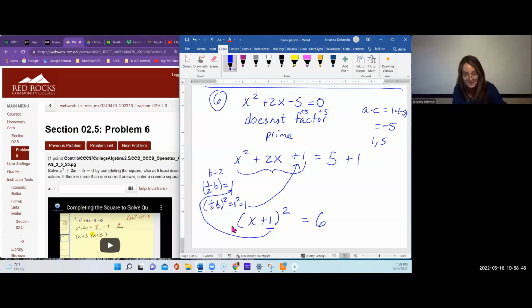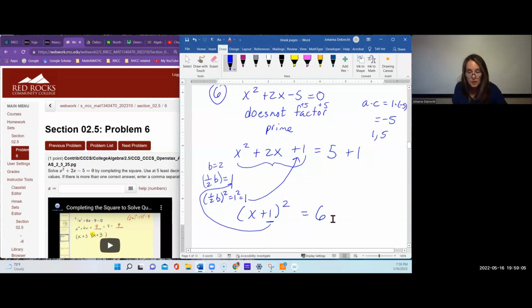If you don't trust me, you're welcome to go ahead and factor this either using the guess and check intuition method or the AC method. It does factor as x plus 1 times x plus 1, which is x plus 1 quantity squared. Now you can see that this is in the form where we can apply the square root property.